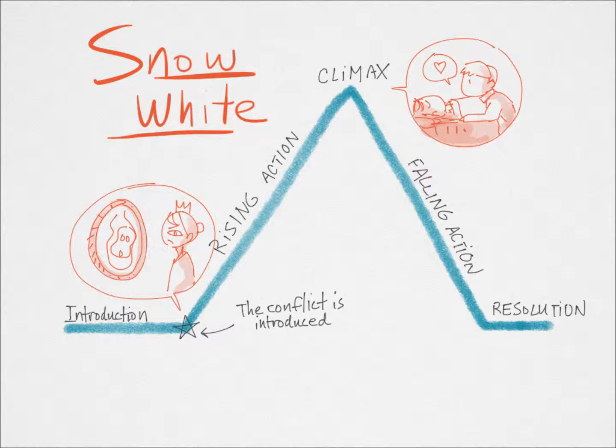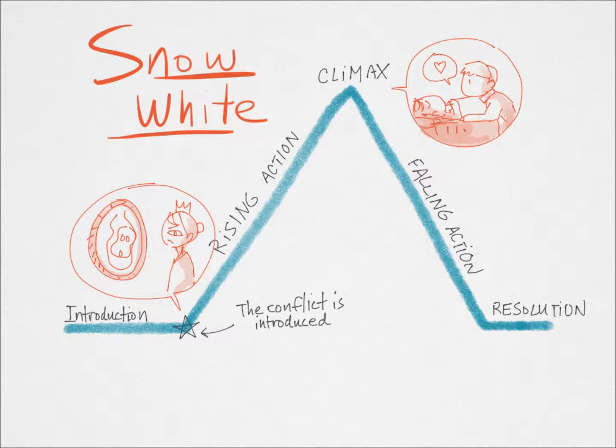So the evil stepmother begins to plan different ways to harm Snow White, and then Snow White meets the 7 dwarves and all that stuff. Snow White eats the apple, she falls asleep, everything. It builds up the rising action until the climax. Now, as you remember, the climax is where the conflict is resolved.